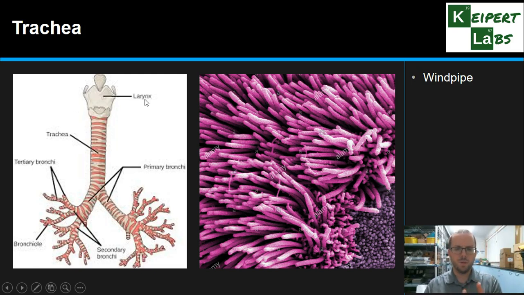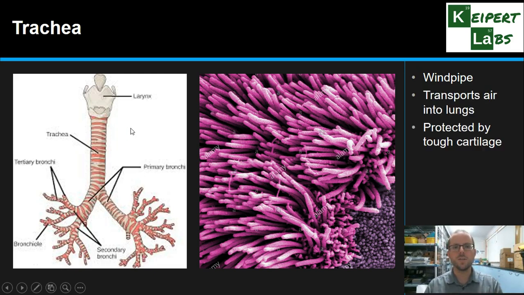The larynx is part of this system, but it's not actually. It's just designed to allow you to make sounds. But yeah, so the trachea is how the air gets transported down into the lungs. It's protected by really tough cartilage around the outside that's designed to stop it from getting easily crushed or squashed, because obviously that would cut off your air supply.